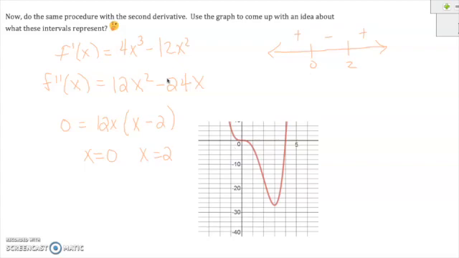Let's take a look at the graph and try to figure out what is happening at these points, because this is not maxes and mins. So this is the graph of f of x. Let's see what's happening.